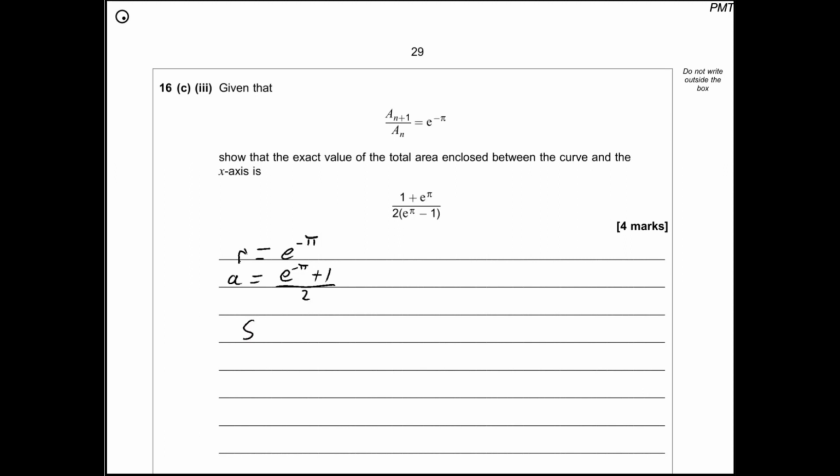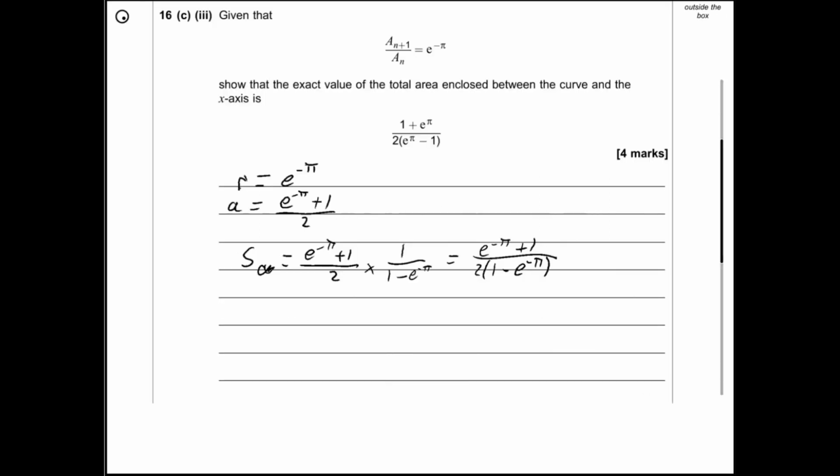And basically just do this, S to the infinity. A being this, and then times 1 over 1 minus R right here. So we've got e to the minus pi plus 1 over 2, over 1 minus e to the minus pi.